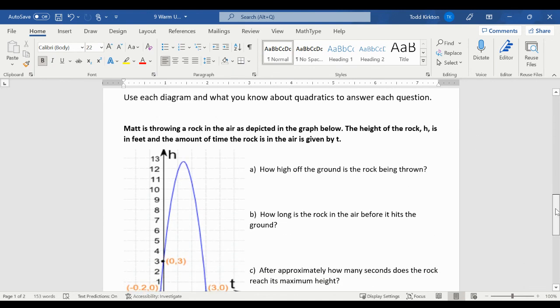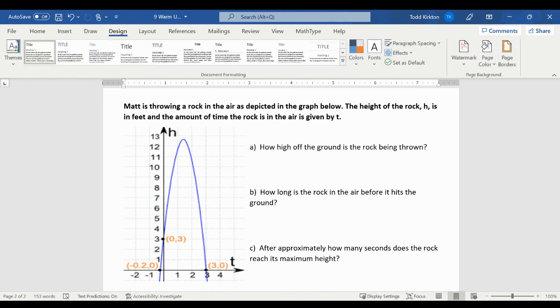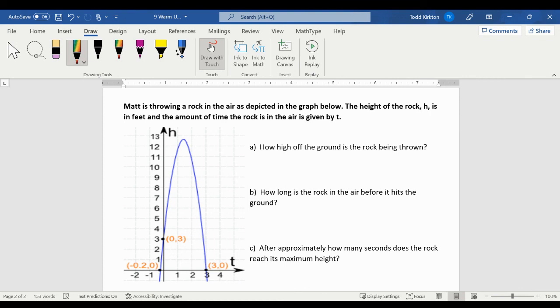Okay, so characteristics of quadratics. There's a parabola here, and the person's throwing a rock in the air. They're not starting on the ground. That's something to notice right away. And so how high off the ground is the rock being thrown? You always just want to read and see what the question is asking. So right here is where we start. So we're starting at 3, whatever the units are. Doesn't say on this one.